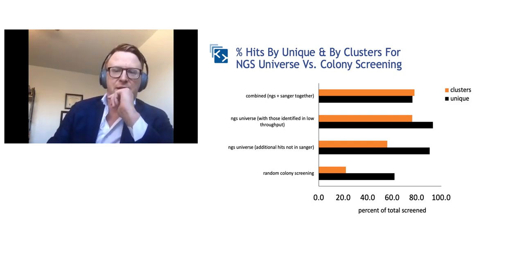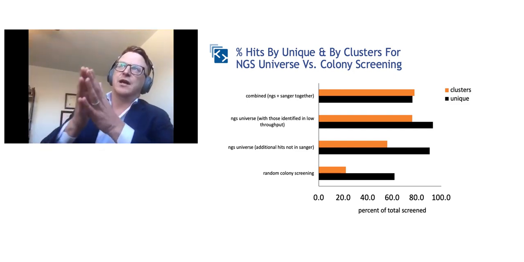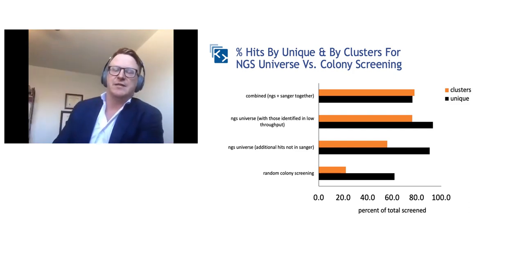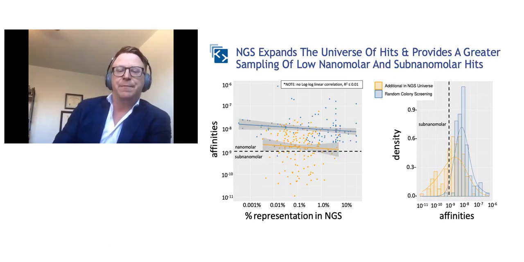And so if we look at the clusters now, again, the hit rate of functional clusters is actually far lower in that random colony screening as well, because you're not able to explore that cluster space as efficiently.